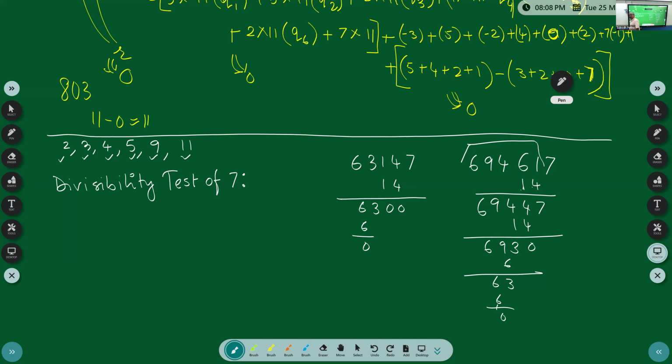And if you cross check, you will find that the number is really divisible by 7. Count the division correctly: 694,617 divided by 7 gives 99,231. So it is divisible.